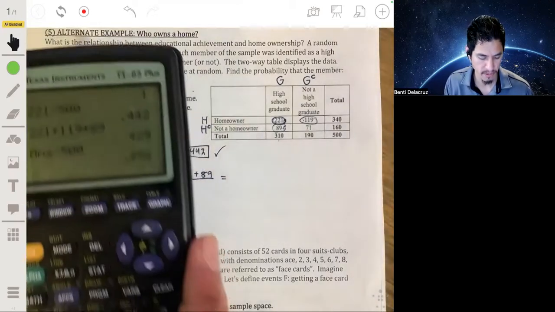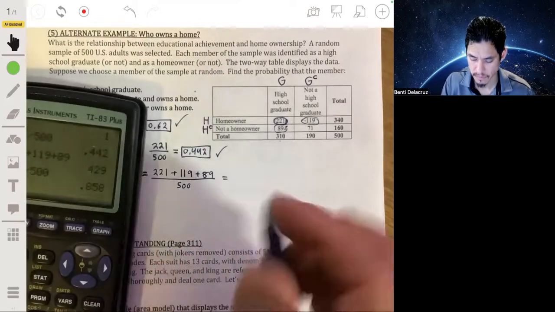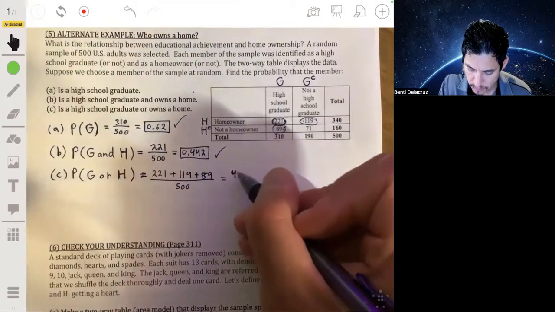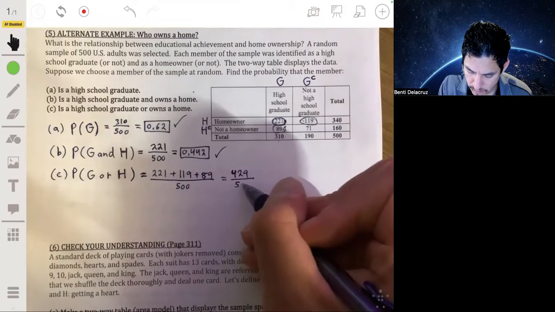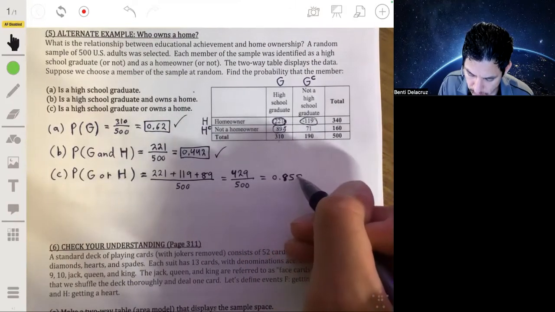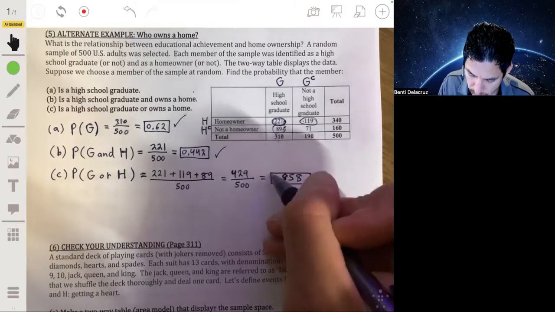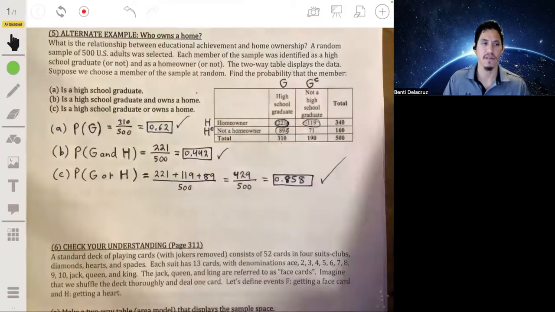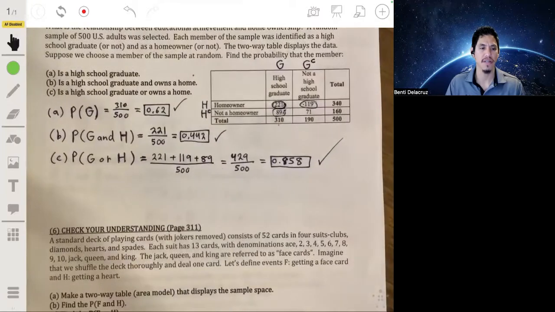$429 over 500, you get 0.858. All right, that's all for that. That's all we got there. Let's look at the next one.